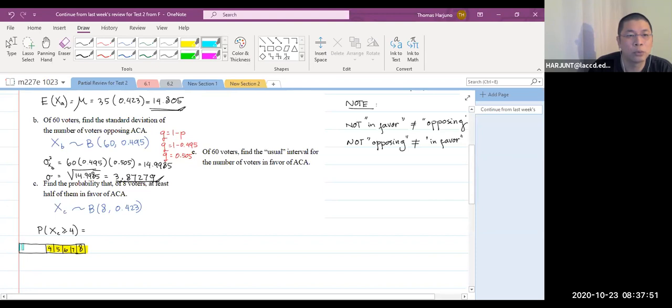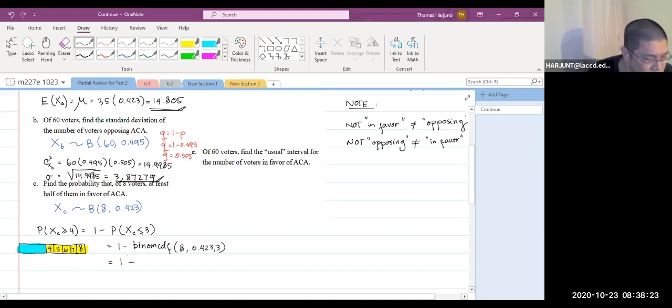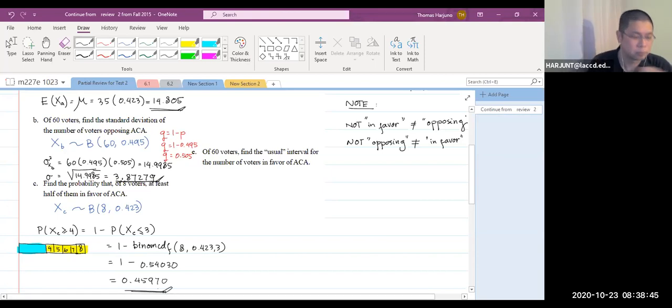Okay, so the complement is up to 3. Right? So this would be 1 minus probability that X is less than or equal to 3. Then this is 1 minus binom CDF of 3, 8, 0.423. I get 1 minus 0.54030, which will give me 0.45970. That's for part C.